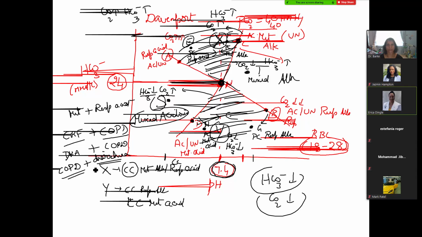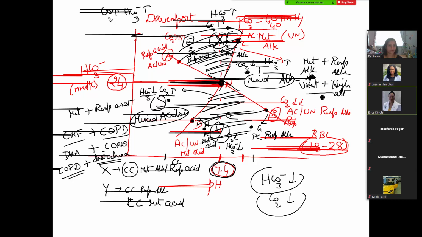COPD is respiratory acidosis. Give me combinations for mixed alkalosis, where the person has both metabolic and respiratory alkalosis. Give me a combination. High altitude and vomiting. Good. Because in vomiting there's metabolic alkalosis. They're losing acid, so metabolic alkalosis. And in high altitude there's respiratory alkalosis. So mixed means it's a combination of both metabolic and respiratory, either acidosis or alkalosis. So that is about the Davenport diagram.